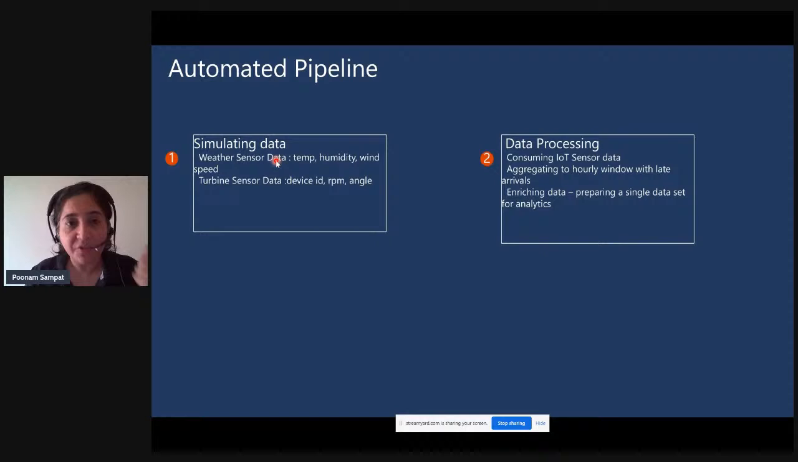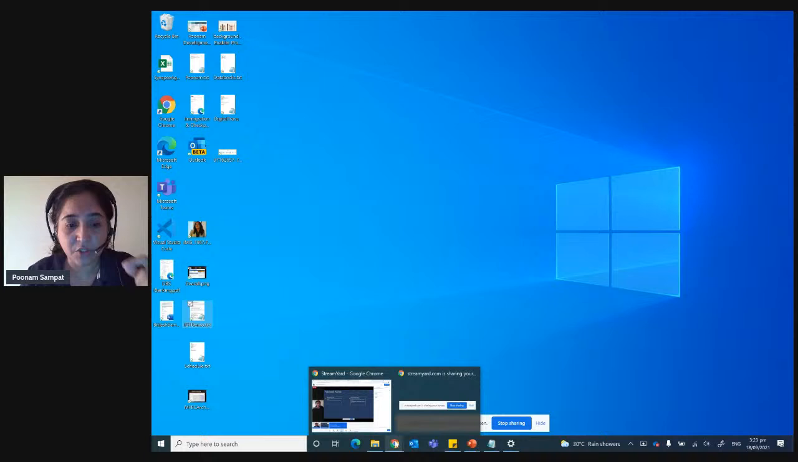And the second is I'm processing the data, right? So I'm aggregating the data to an hourly level, and then I'm enriching that data so that I can get the weather data and turbine data together and do analytics on top of that, right? So let me go on to the demonstration. I think then these concepts, the theory that I spoke to you about, will become easier, right? So let me quickly jump to that.